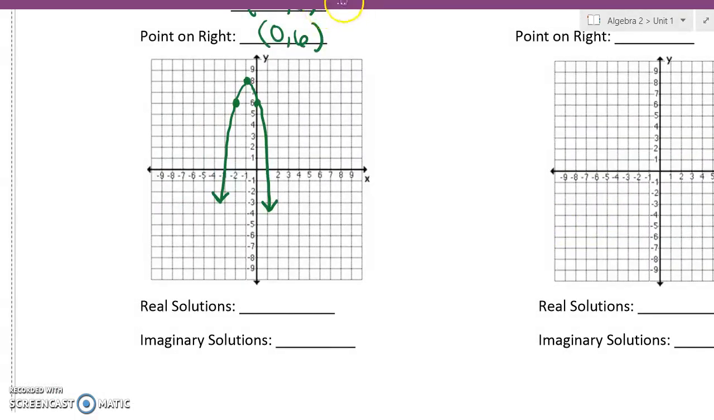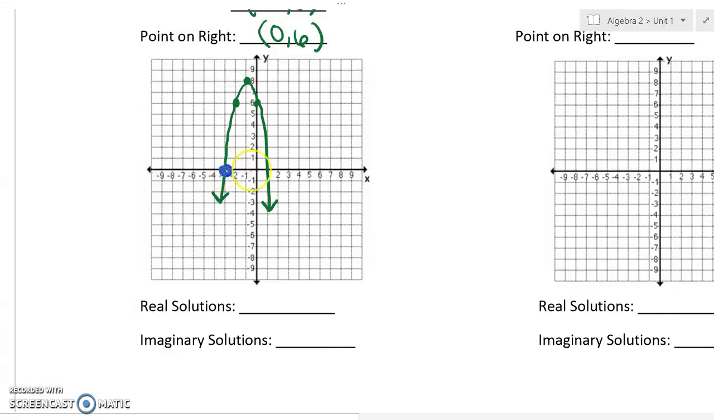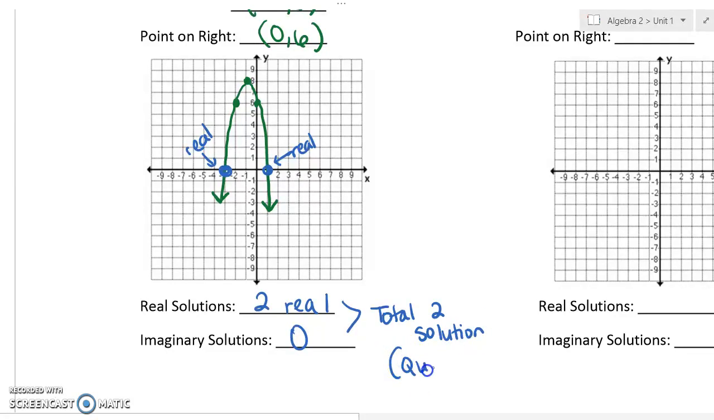I can tell that the graph is touching the x-axis in two places, and I don't know if it's exactly at -3 and 1, but I know that there are two real solutions. So that's real. I can see it with my eyes, and that's real, which means there are 0 imaginary, because my total is supposed to be two solutions. And the reason I know that is because it's a quadratic, and quadratics always have two solutions.